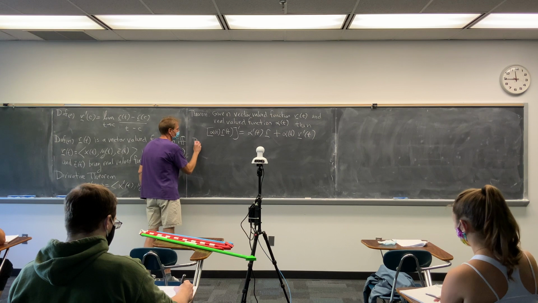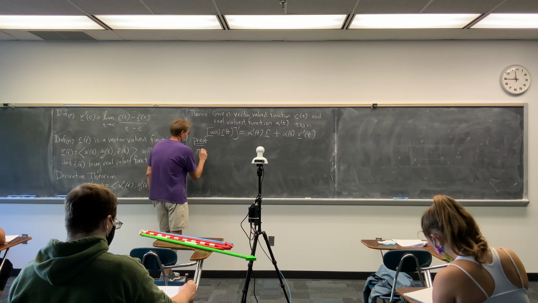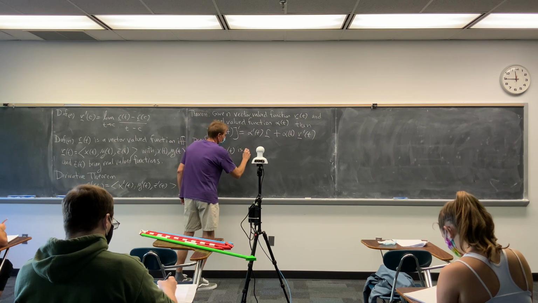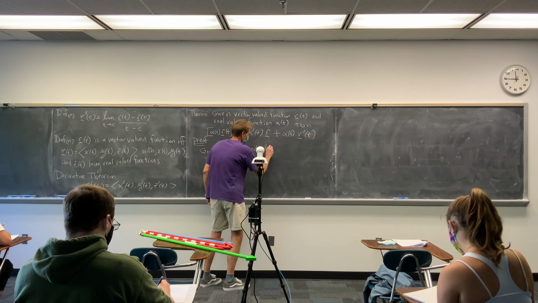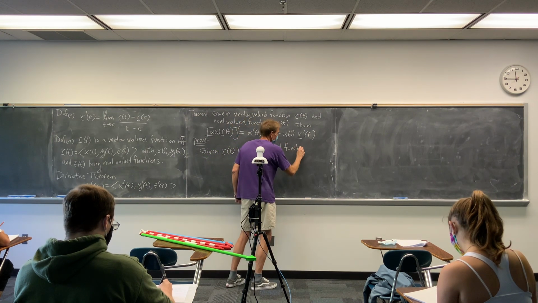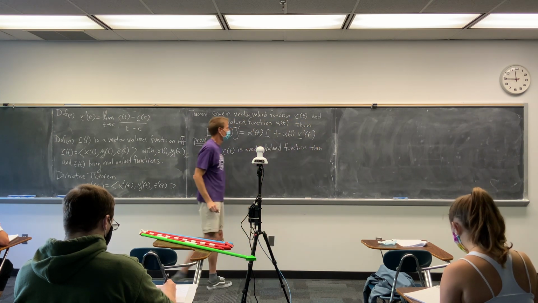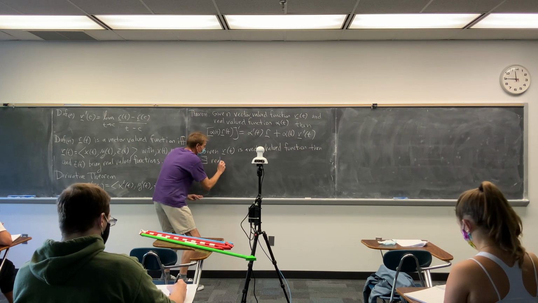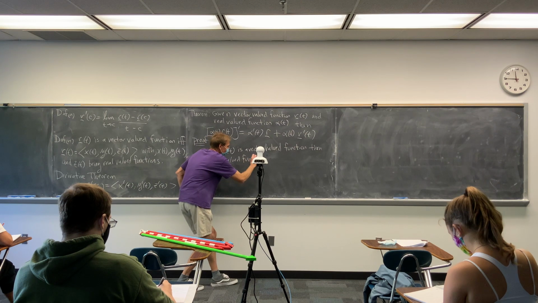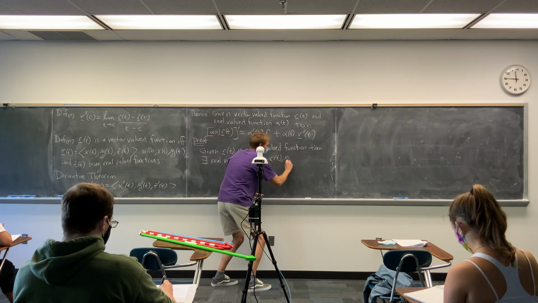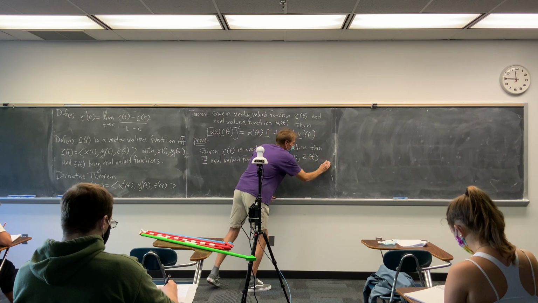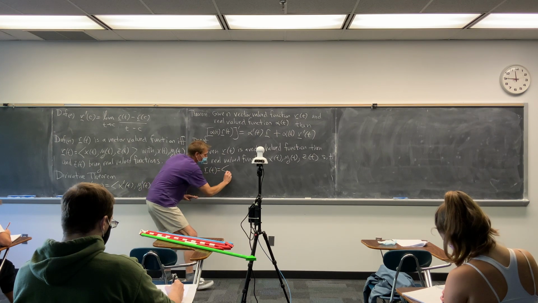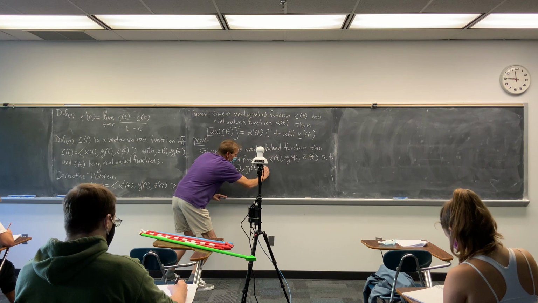Okay, so this is what I want to prove. Here's my proof. Given r of t is a vector valued function, then there exist real valued functions x of t, y of t, z of t, such that r of t is equal to the vector x of t, y of t, z of t.